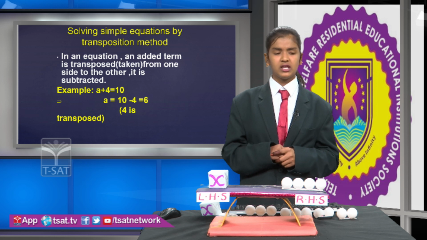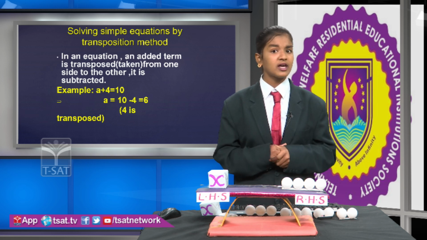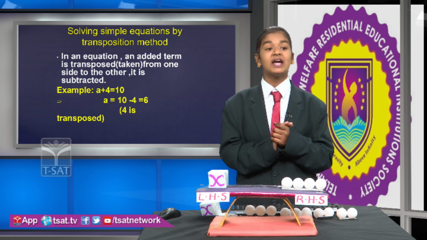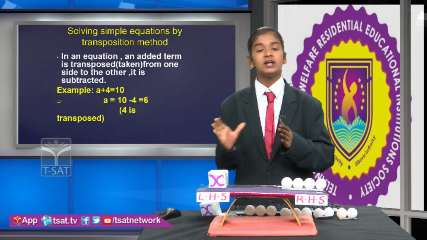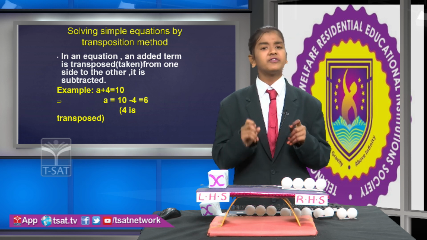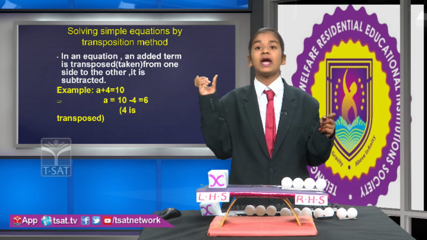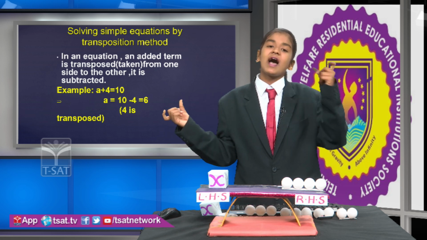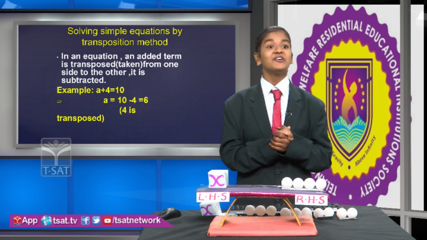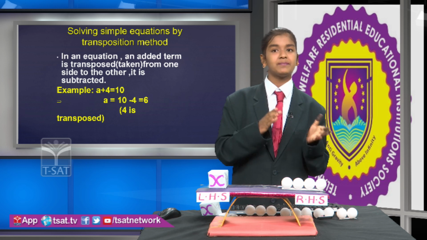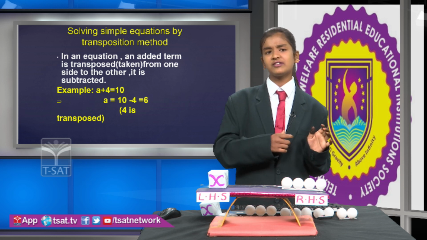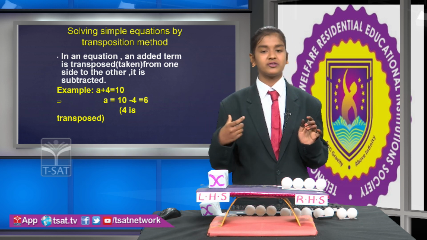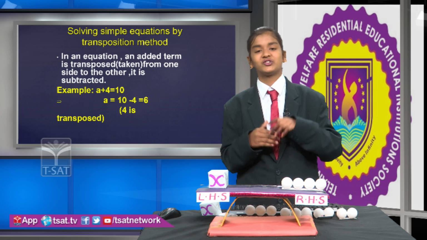Friends, now let's see. Till now you have seen how balance is used for solving simple equations. Now let's see the method of transposition for solving simple equations. Friends, in an equation, an added term, when transposed, that means taken from one side to the other side, is subtracted. Friends, let us see an example. A plus 4 equals 10. Then A equals 10, plus 4 is transposed, it is minus 4. A equals 10 minus 4, which equals 6.